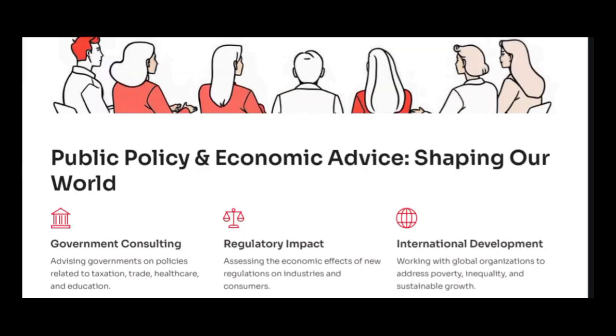In the next slide, we will be talking about public policy and economic advice. Economists directly shape policy by advising on regulations and programs. For instance, by performing a cost-benefit analysis for a proposed carbon tax, weighing the economic impact on industries against the environmental benefits for society.